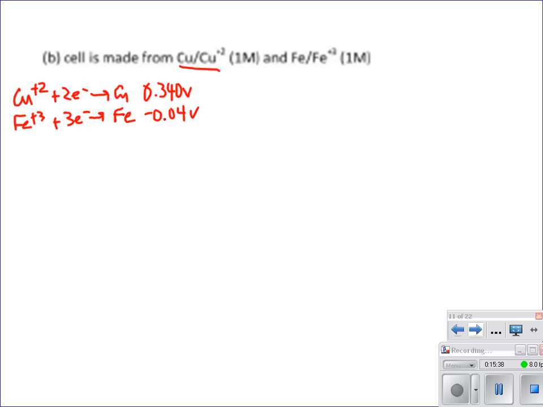All right. One of them has to stay reduction, and one of them has to become oxidation. Which one is more apt to be reduced and why? The copper is more apt to be reduced because it has a higher, a more positive reduction potential. It makes sense. Who wants to be reduced? The one with the bigger reduction potential. So we're going to leave that one alone as reduction, and this one we're going to make oxidation by changing that sign. So we get iron going to iron plus 3 electrons.